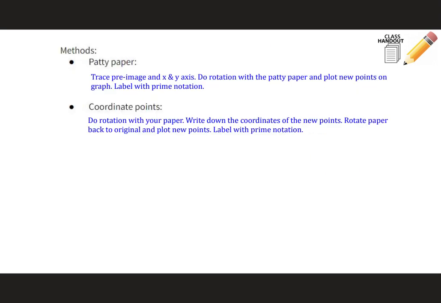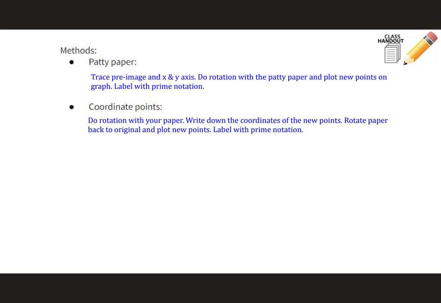There are two particular methods that we're going to do in this class. It's going to be difficult for me to show in the video how to do patty paper, but I will be able to show coordinate points. But I'm going to try my best to show patty paper. We can actually use patty paper for any of the transformations, but it seems a little unnecessary for the transformations we learned in the previous lesson. With patty paper, we're going to trace the pre-image and the X and Y axis. Then we're going to do the rotation with the patty paper and plot the new points on the graph. We always label our graph using prime notation.